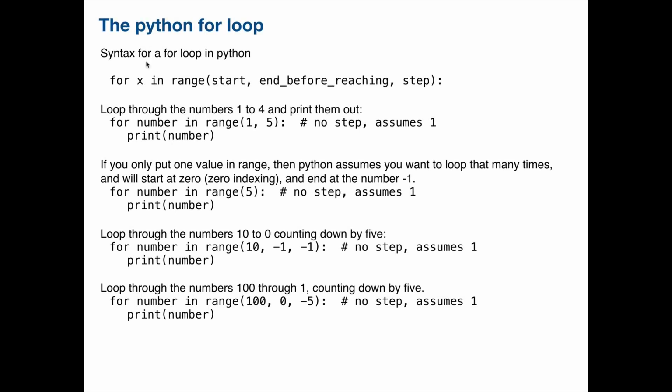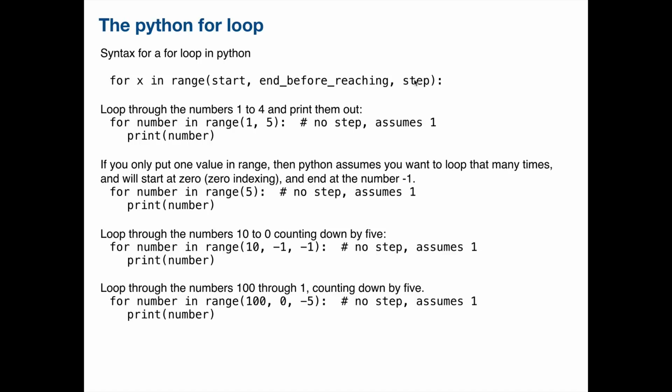So the syntax for a for loop in Python is: for, and then what you're doing is you're going to say, okay, this is going to be a variable, like a box that holds a number. So for x in range, start is what x should start at, and then end is where x should stop just before reaching this value. So if we want to go to 10, for example, we would put an 11 in here. So it would go up to, but not including, whatever value is here.